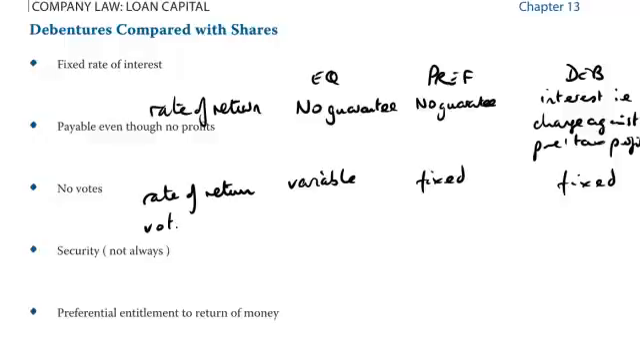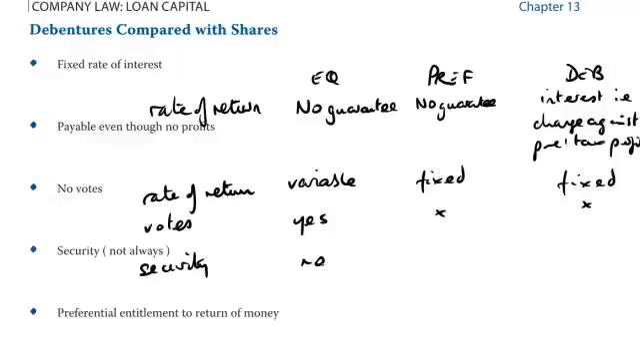With reference to voting, equity shareholders, yes, but preference shareholders, no. Debenture holders, no. Preference shareholders typically don't get votes, and debenture holders, being creditors of the company, they have no voting, unless they also happen to be equity shareholders, but that's in their capacity as equity shareholders rather than as debenture holders.